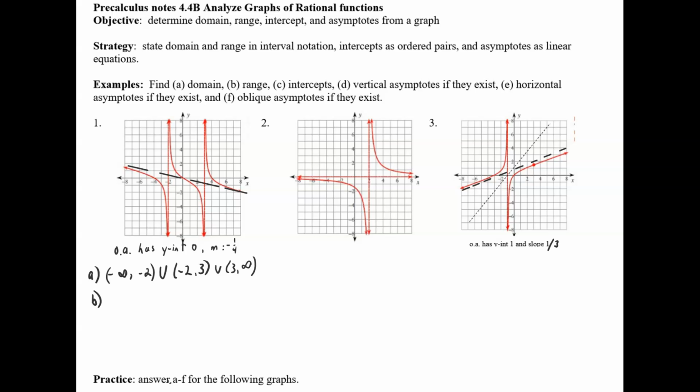All right, next part of the question is to find the range. Now, because of the middle piece, the range is clearly going to go up and down forever, so the range is just all real numbers. So we'll just say negative infinity to infinity.